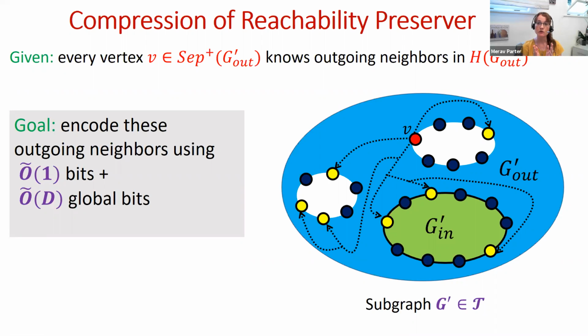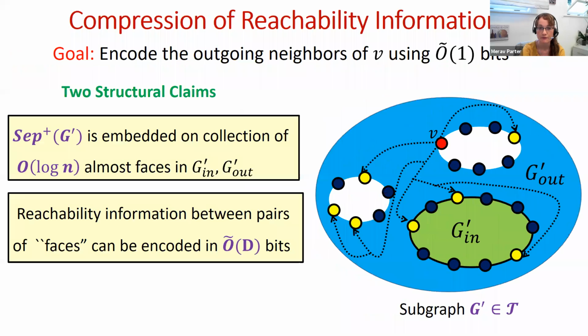Instead, I would like the node V to compress the set of outgoing neighbors in the preserver using just polylog n number of bits, plus additional d global bits that are going to be used by all the separator nodes in this graph, okay? But from the point of view of V, it only needs to send polylog n many bits to compress all its outgoing neighbors in these few bits.